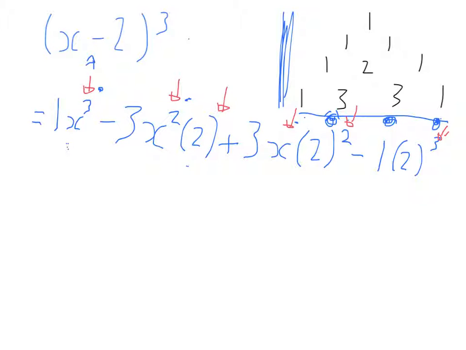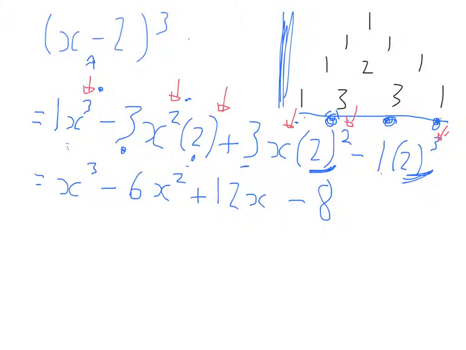Okay, next line I'm simply going to simplify that. So 1 times x cubed is just x cubed. 3 times 2 is 6, so I've got minus 6x squared plus. Now it's great if you can do this in your head. If you can't, you might have to use an extra line. But I look at this here, 2 squared, that's 4. 4 times 3 is 12, so it's 12x. And then minus 1 times 2 cubed. 2 cubed is 8, so we've got minus 8.